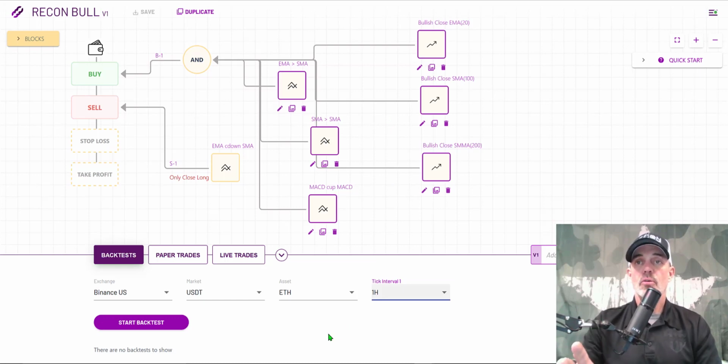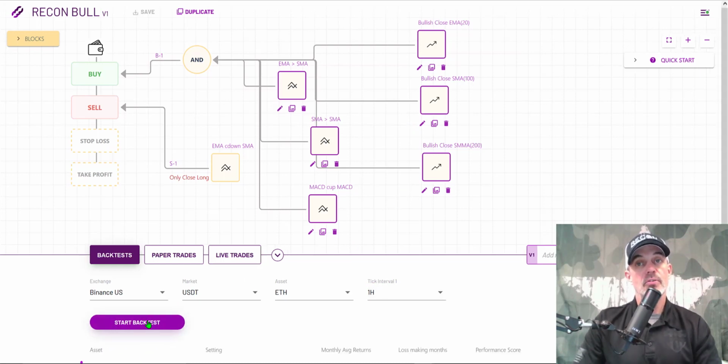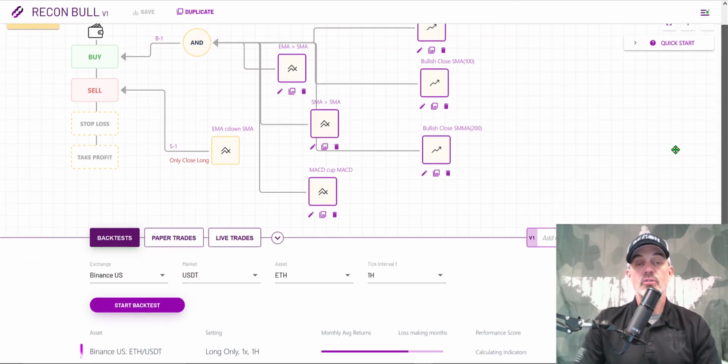And again, the individual who made that strategy was having more luck on 4 hour candles. And again, this is not an exact copy of the strategy. I made some tweaks here and there. I've done a ton of back testing. So let's go ahead and back test this on the 1 hour versus what they were doing on the 4 hour. And see how our results turn out.